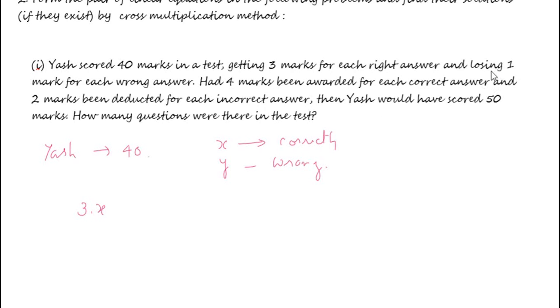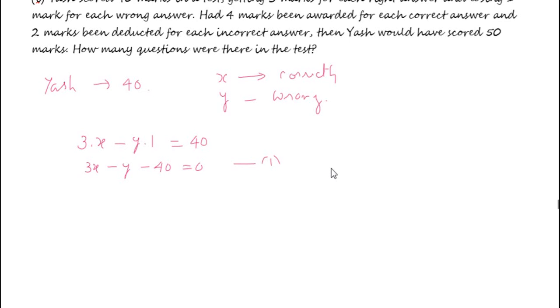Then for every wrong answer he will lose 1 mark. So how many wrong answers? y. So that is y into 1. So this is the total marks for correct answers, and total marks for wrong answers. Now if you subtract, that is the final marks he got, 40. That is 3x minus y. Now take the 40 this side, minus 40 equal to 0. This is equation 1.